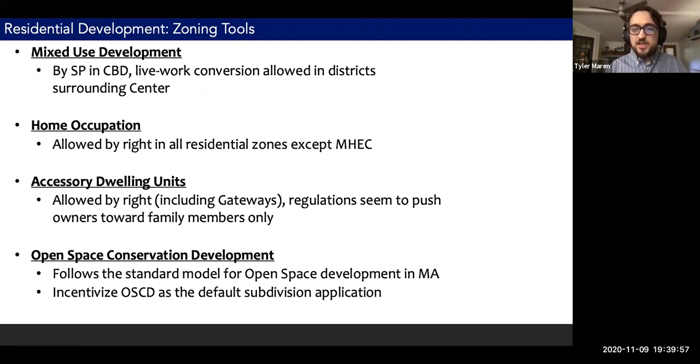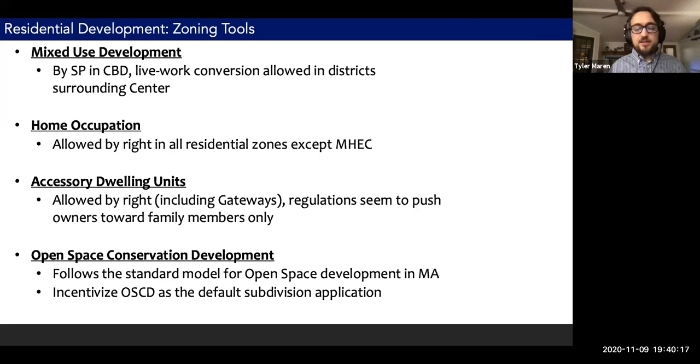At least 60% of the land must be preserved. You can have the same number of units as you would under a conventional subdivision. And I think a lot of towns, and definitely the guidelines published by the state, would push it in this direction.